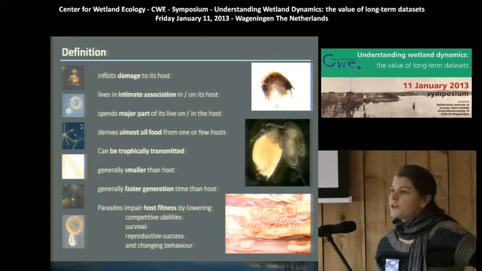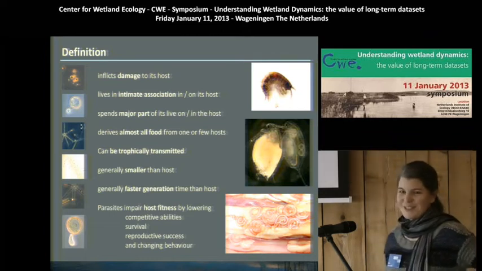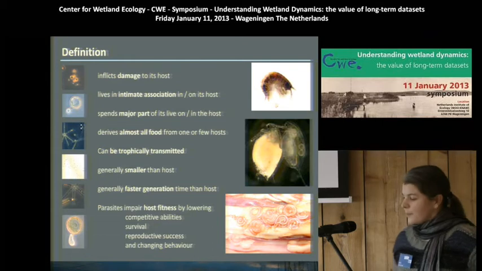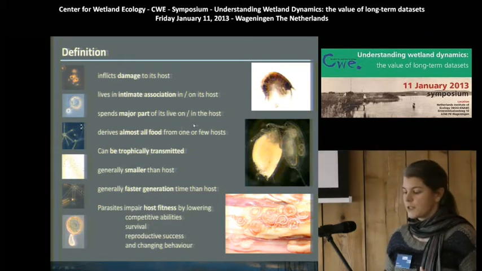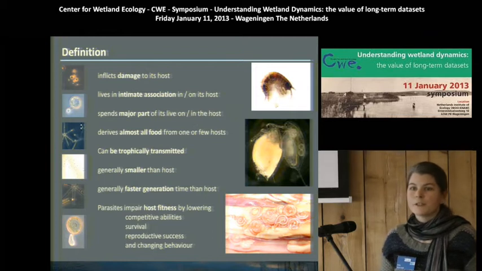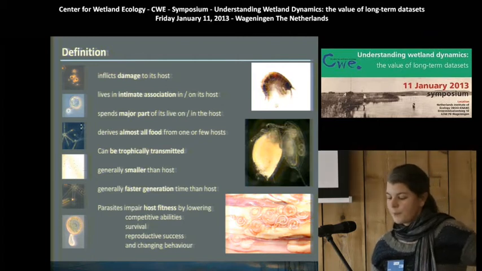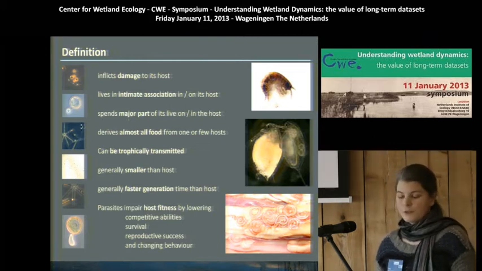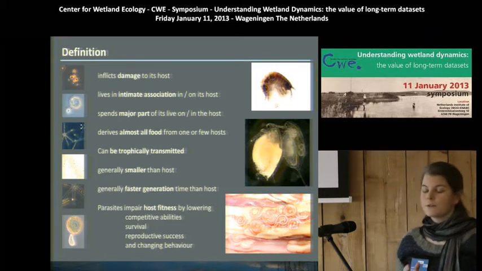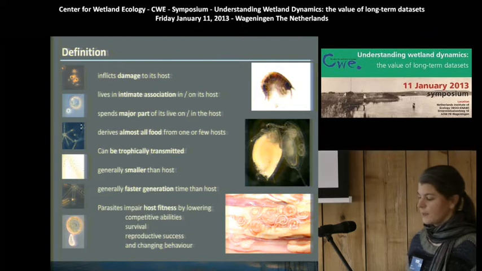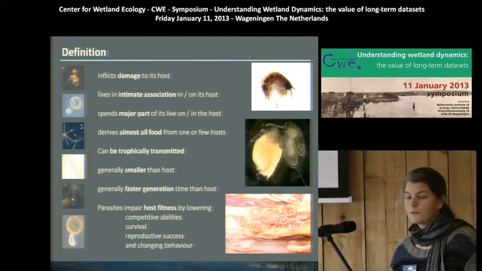And maybe it's best to first start with a basic definition of parasitism. So obviously a parasite inflicts damage to its host. It lives in an intimate association with its host or on its host, which is different to a predator, which is usually able to consume several prey items in its lifetime. So also the parasite has to spend a major part of its life on the host, and it derives almost all of its nutrition from only one host item, or maybe a few if you have parasites that live in longer cycles. And these ones would then also be often trophically transmitted.